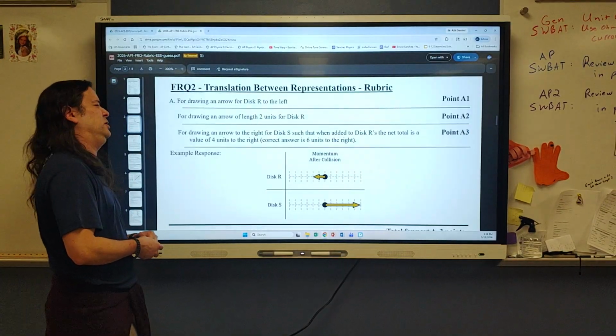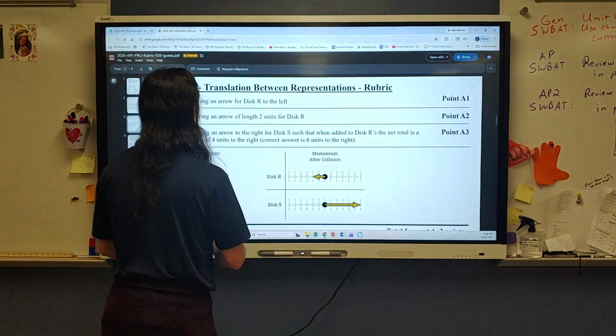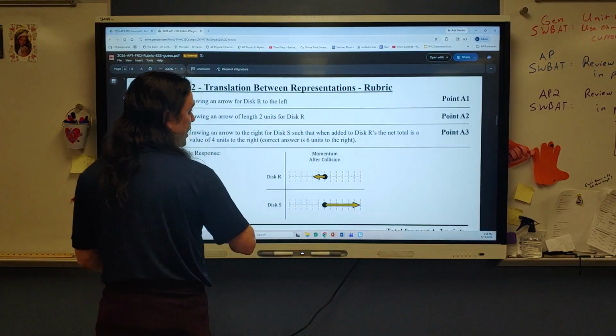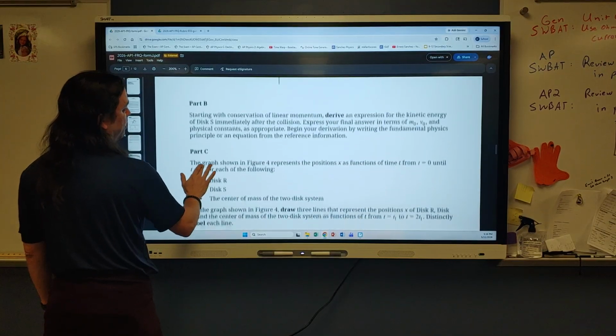I think it may have been question number 1 last year in 2025. So you're welcome to take a look at that for a different AP question that also had momentum diagrams on it. Okay, moving forward, part B.